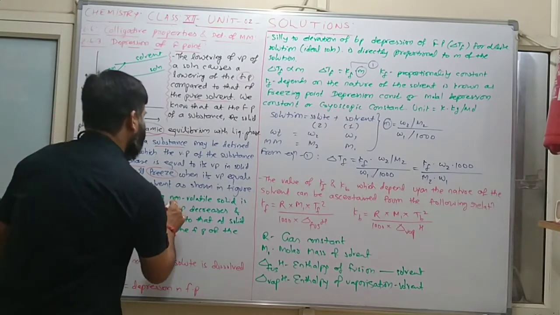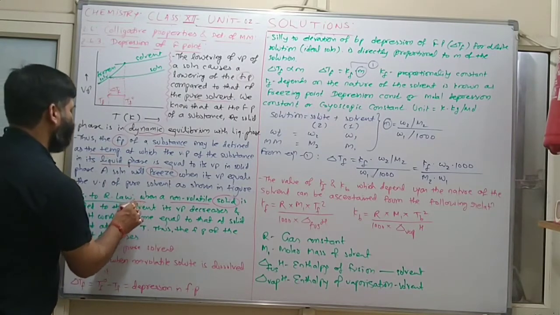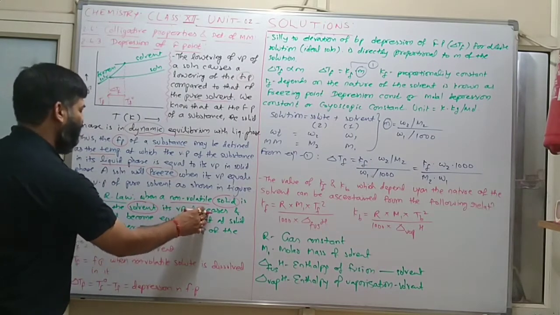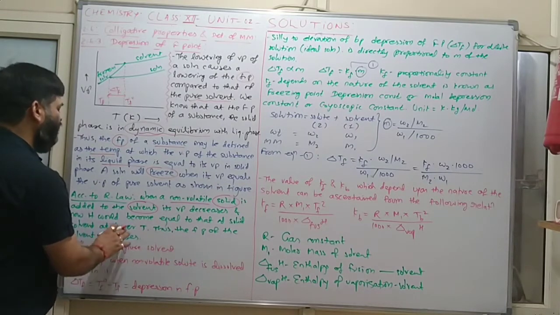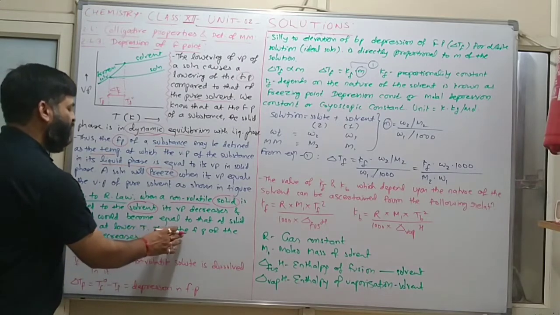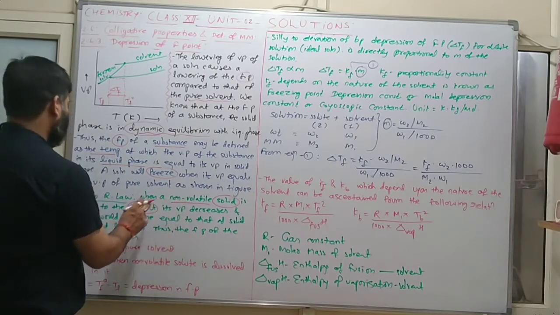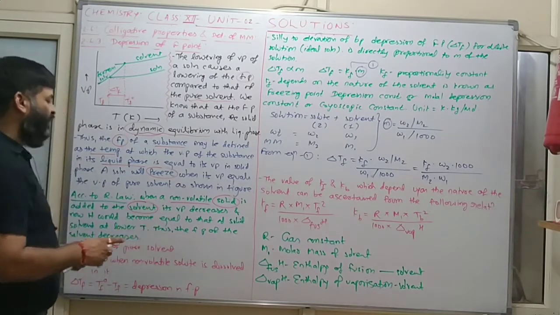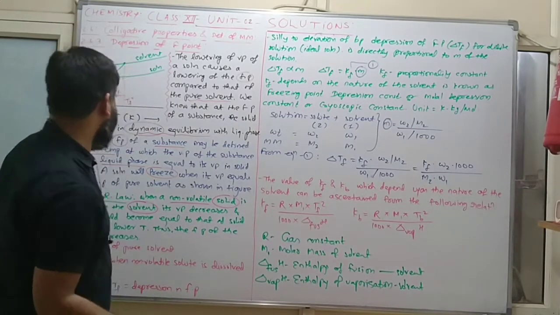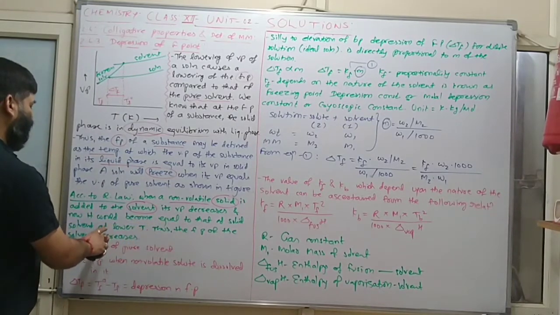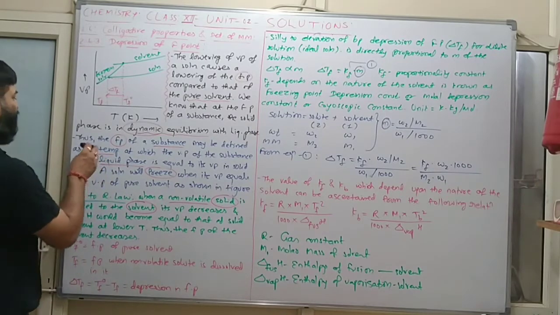When a non-volatile solid is added to the solvent, its vapor pressure decreases, and now it would become equal to that of the solid solvent at a lower temperature. Thus the freezing point of the solvent decreases. Clear?